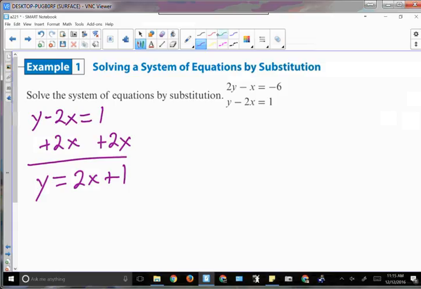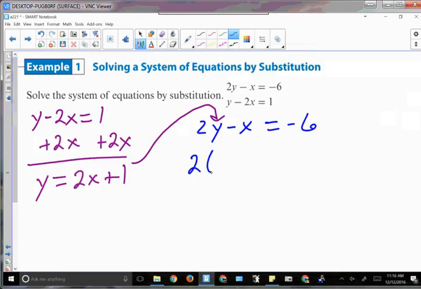So now what I'm going to do is pick on the other equation. My other equation is 2y minus x is equal to negative 6. Now, since these are supposed to be together, wherever I see y, I know exactly what it's equal to. It's equal to 2x plus 1. So I'm going to take this information here and put it in here for y. So what you end up seeing is 2. Remember, whenever we replace a variable with its value, whatever it's equal to, we use parentheses. The minus x equal to negative 6 is still there.